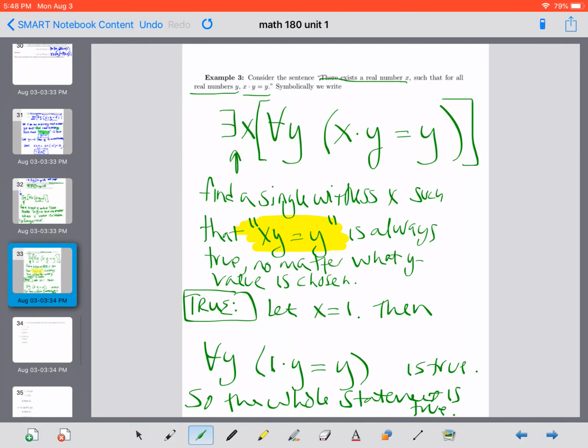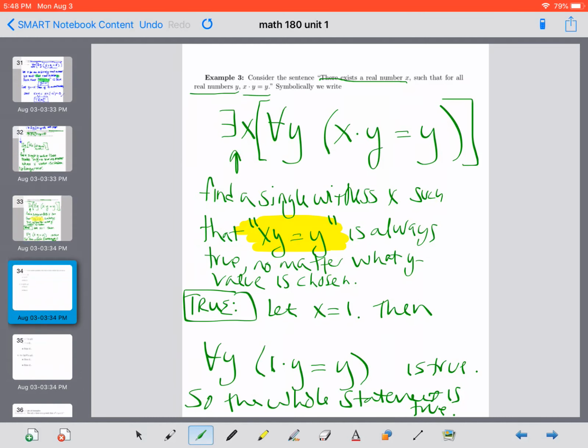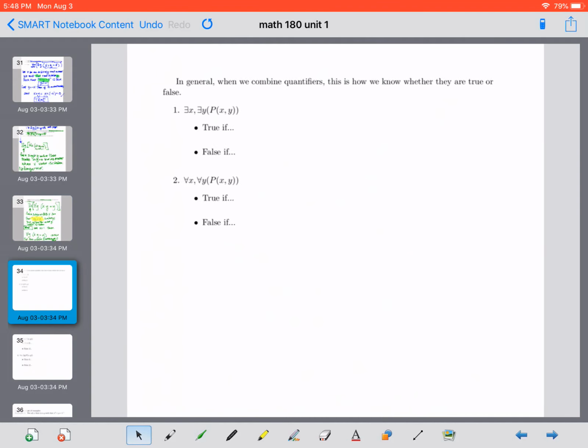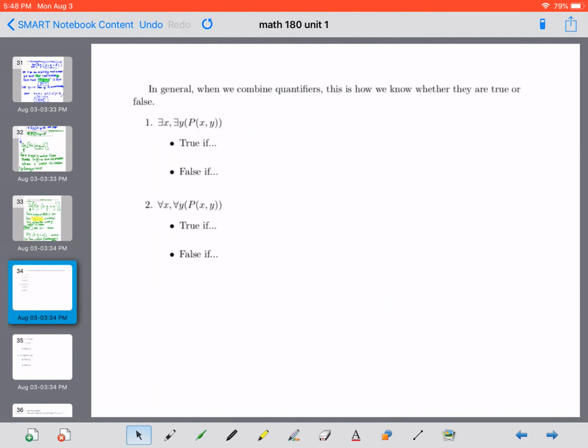Okay, so in general, how do we show that a particular statement is going to be true or false? It depends on what quantifiers you're using, but also the order of those quantifiers. So in the next video, we'll walk through every single possible combination of quantifiers and when you show that they're true versus when you show that they're false.